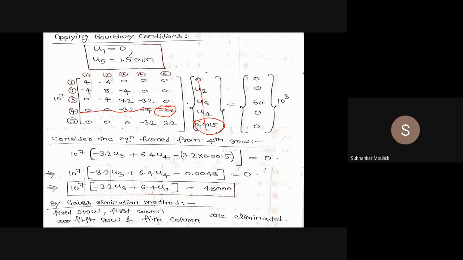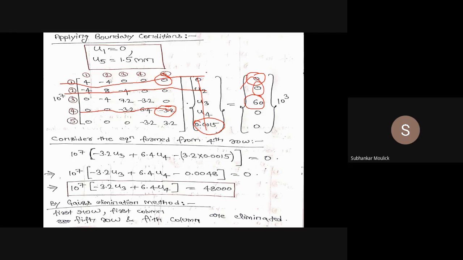Hello? No, sir. I will not get 0. That means we have to eliminate that row and column. If you solve for the first row, since you multiply this with u5, it is 0, so this value will never change. When you go for the second row, since this is 0 into 0.0015, this value will never change. Similarly, for the third row, this value will never change.